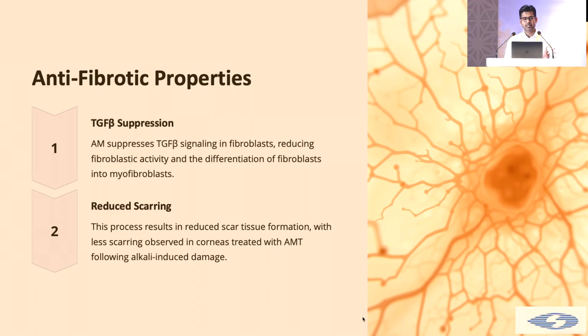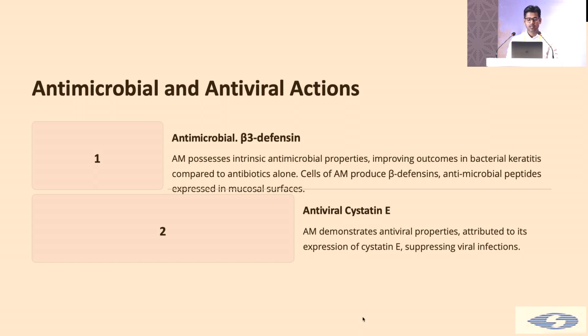Amniotic membrane suppresses TGF-beta receptor and the factor signaling in fibroblasts, reducing fibroblast activity and the differentiation of fibroblasts into myofibroblasts. This process results in reduced scar formation, with less scarring observed in corneas treated with AMT following alkali-induced damage. The membrane also has intrinsic antimicrobial properties, improving outcomes in bacterial keratitis compared to antibiotics alone.